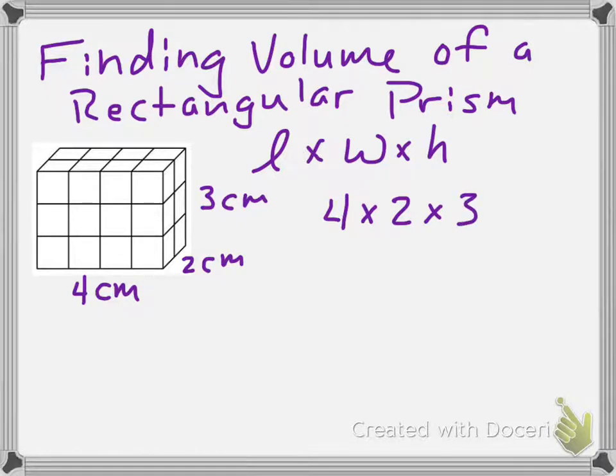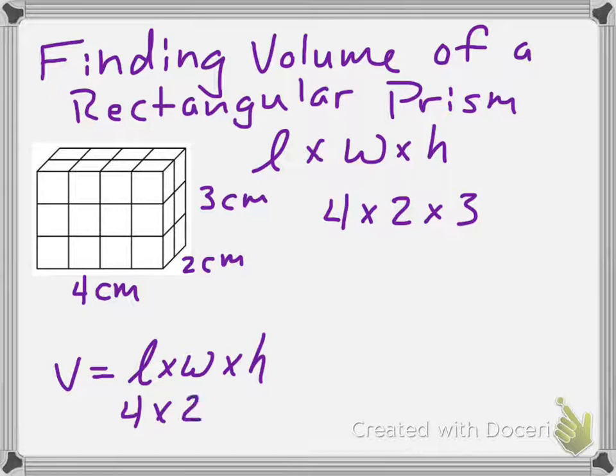To find the volume of the shape, we actually just use the length times the width times the height. So just like we list the dimensions, that's going to be 4 by 2 by 3. And we're actually going to be multiplying those.